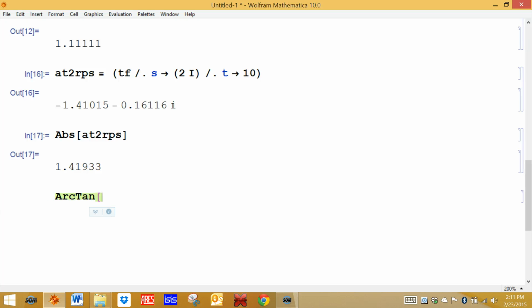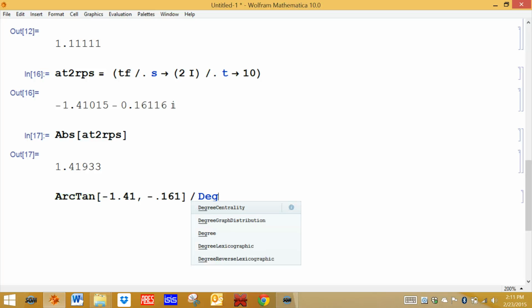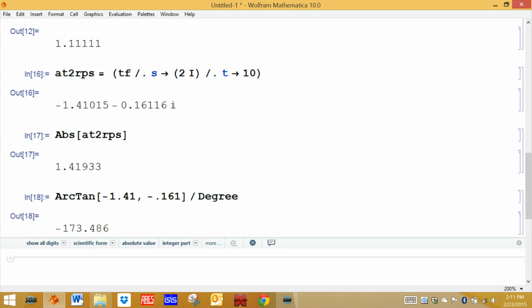Remember it has to be the real part first and then the imaginary part. So this would be minus 1.41 and minus 0.161. And this always comes back in radians. I don't like radians, so I'm going to take degrees. Bang. So it's negative 173 degrees is the phase angle. Okay, so I think I've done just about everything that you might want for this.